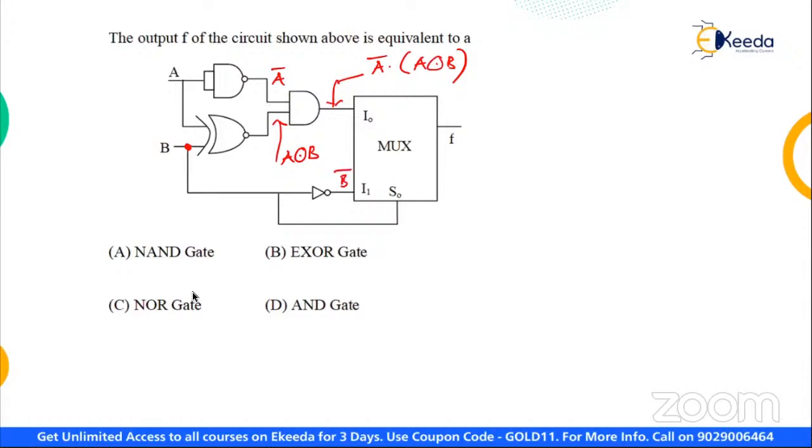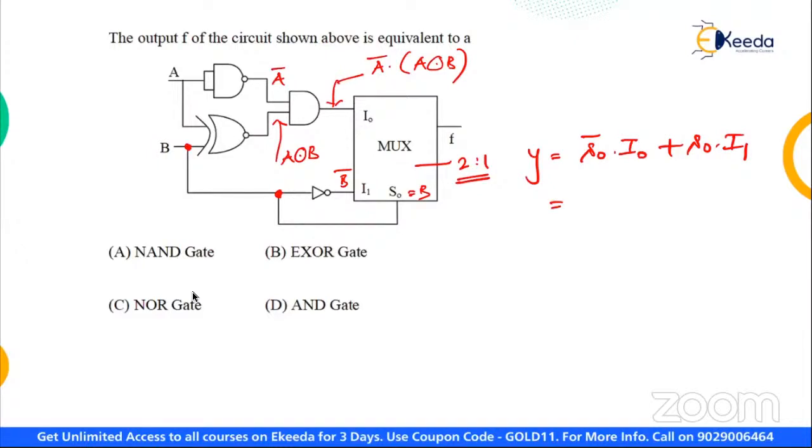So what I have on I1 is simply B bar. And because of the bypass, simply B is available here. So basically this is a 2:1 multiplexer, and for a 2:1 multiplexer the output Y is S naught bar into I naught plus S naught into I1. This is the standard equation for a 2:1 multiplexer, isn't it?